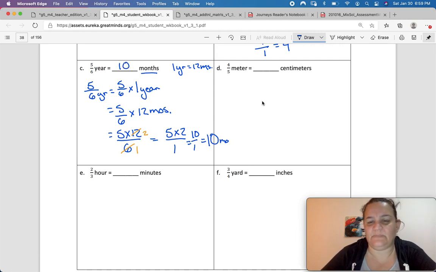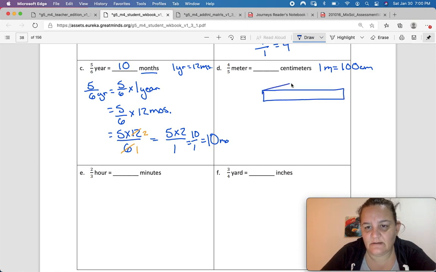Okay. Next one. For this one, would you like to use an equation or a tape diagram? On your page, it's your choice. I'm going to use a tape diagram just so that everyone feels comfortable. Okay, how many centimeters in a meter? First of all, 1 meter equals 100 centimeters. Centi means 100. So my tape diagram is going to be out of 100 centimeters. There's 100 centimeters because I want this to be in centimeters. So 4/5, I need to cut this into 5 chunks.